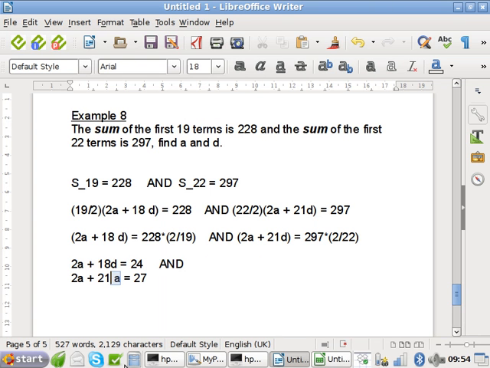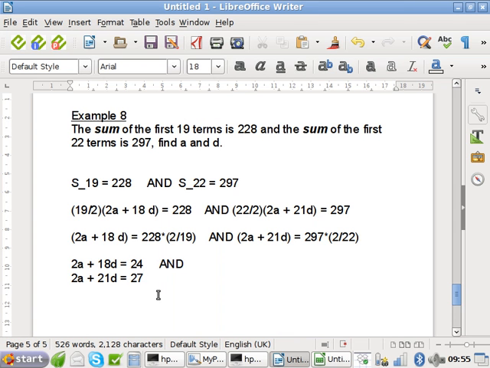Sorry, let's just say D, of course. Now, what type of problem is this? What type of problem have I made it now? It's a system, isn't it? So what method do you want to use? What's the best method here?